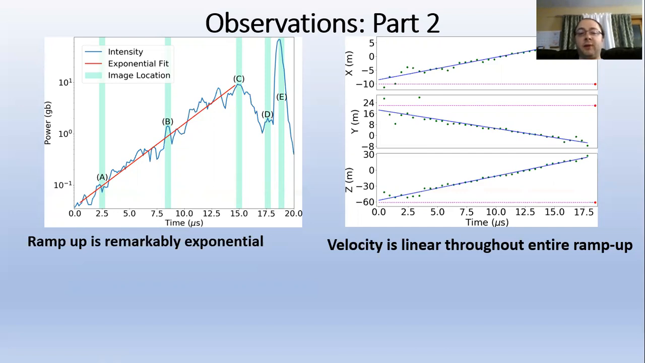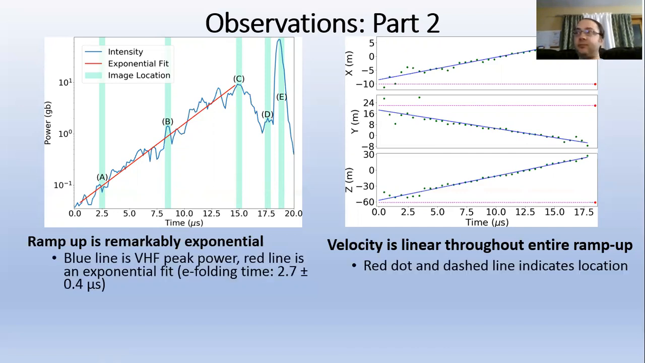On the right, the source propagates with a linear velocity of about 4.8 times 10 to the 6 meters per second. And the punchline here is that the velocity is constant during the exponential ramp up, but also during the ramp down. It's not exactly clear how this would be the case.